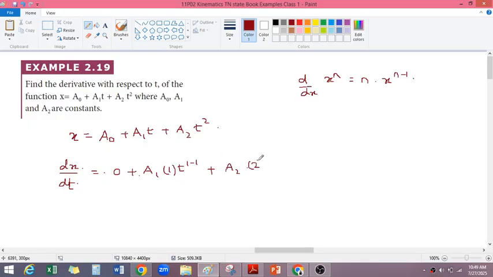For a2 t square, again you have to put 2 t power 2 minus 1. So a1 plus 2 a2 t, that's your answer, dx by dt. Here you are differentiating with respect to x, and here you are differentiating with respect to time t. For your acceleration, velocity and displacement, you will be using all these things.